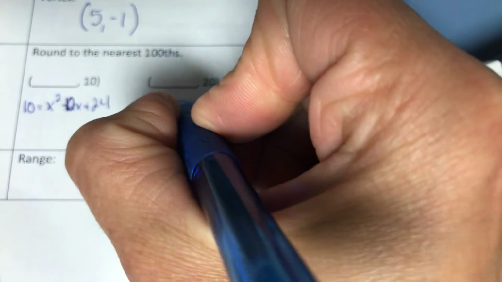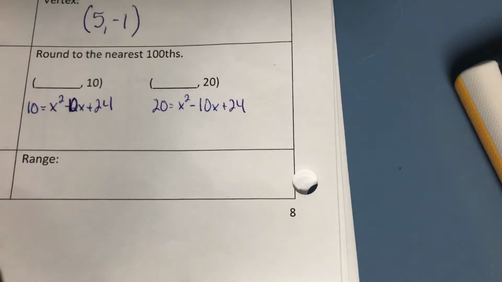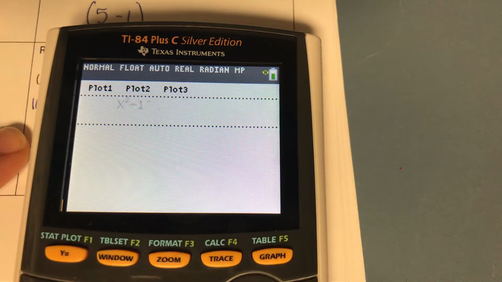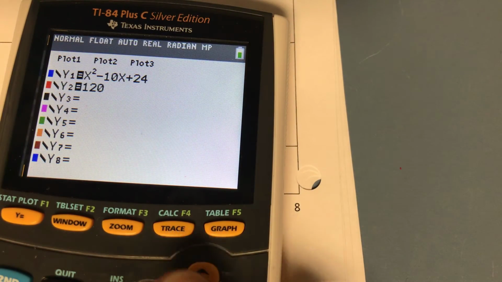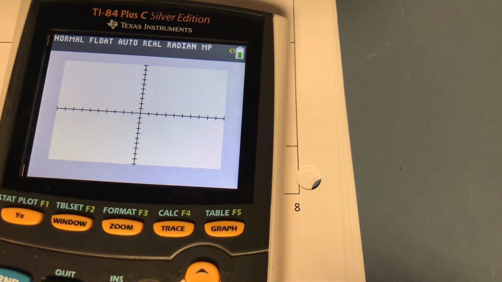So this time I want to think of it as 10 equals, whoops, changing it. And for the 20, it'll just be 20 equals x squared minus 10x plus 24. So I'm just going to repeat this. I'm going to go back to y equals. Remember, you can pause if you need to get this written down, and change 120 into 10. Again, the first time I always graph, I just start with zoom 6. Maybe that'll work.